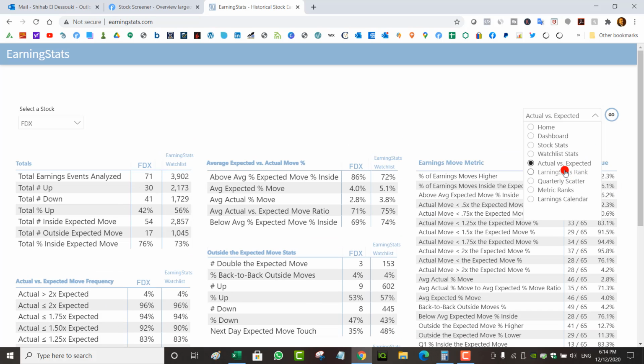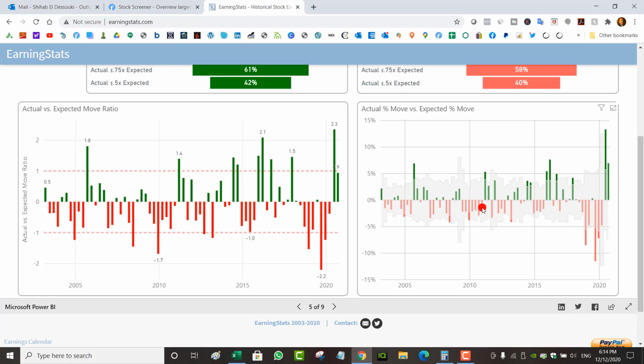Because remember, I could still win on this trade, an out of the money put credit spread, as long as it goes down but doesn't go outside of expected move. So there's a lot of positions here, a lot of earnings events here, that could have been winners even if it did go down after earnings.